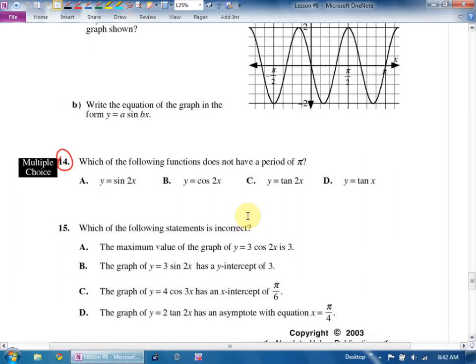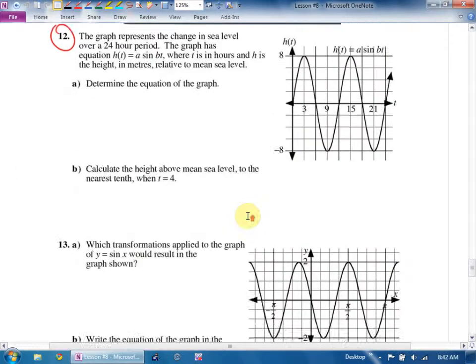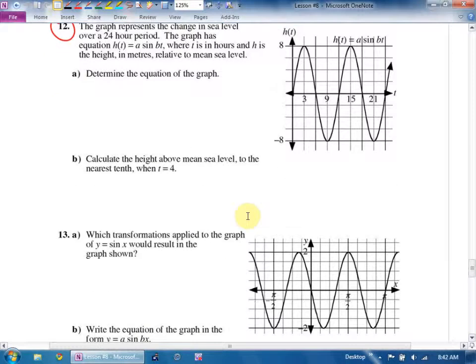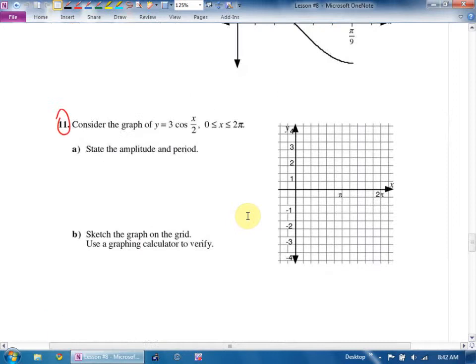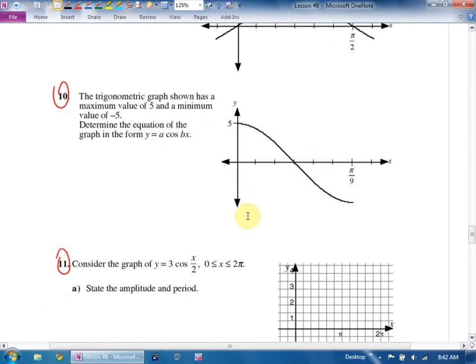There we go. Questions from the homework. Page 289-ish. Yo. Tim, love to. Okay.